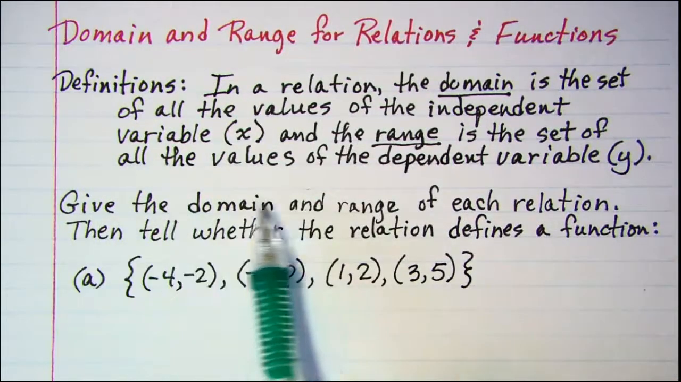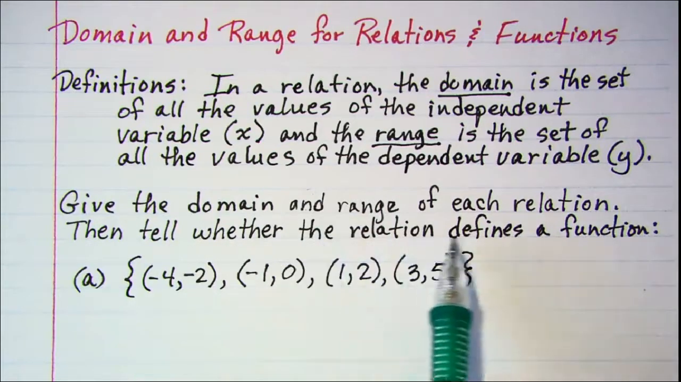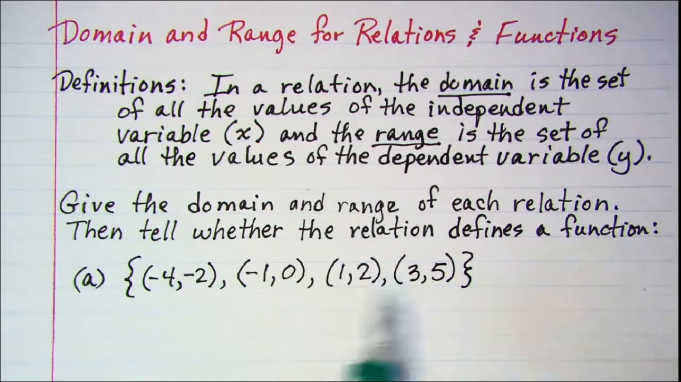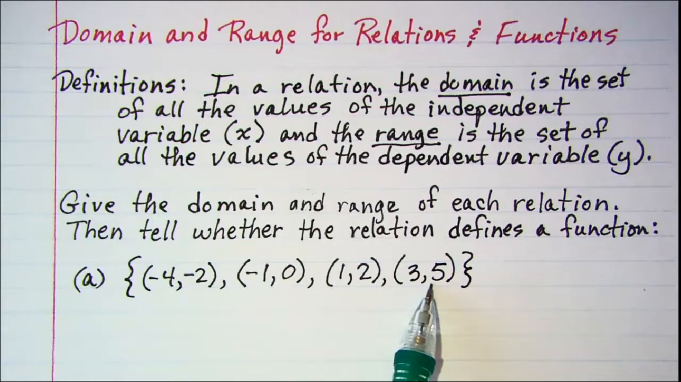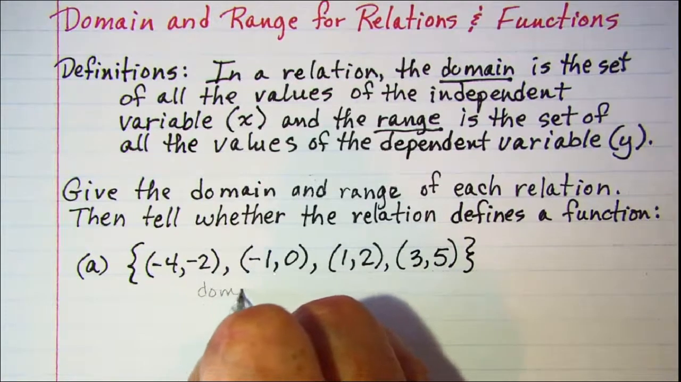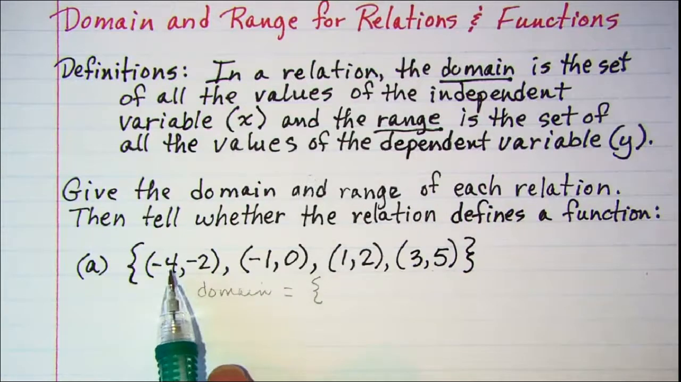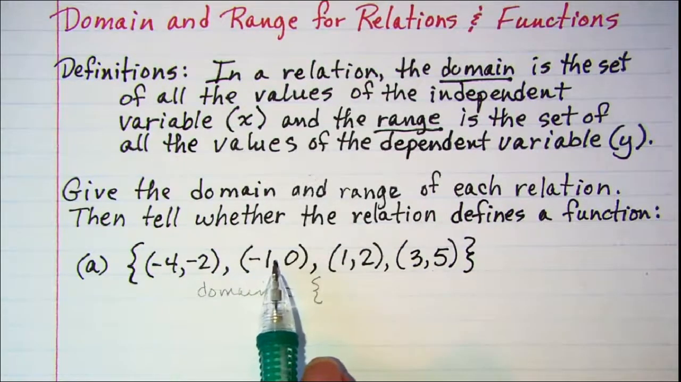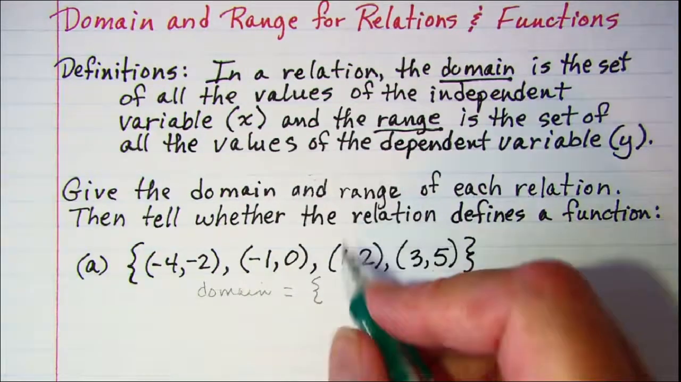We're asked to give the domain and range of each relation, and then tell whether the relation defines a function. So in our first example, we have a set, and it consists of 4 ordered pairs. So we know this is a relation. Our domain will be the set of all x's. So -4, -1, 1, and 3.